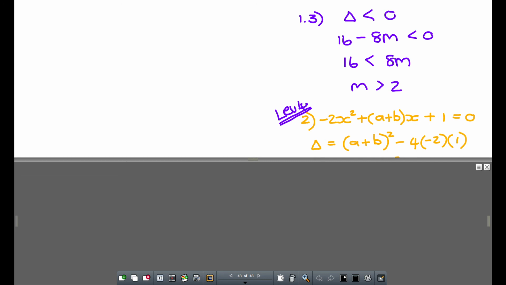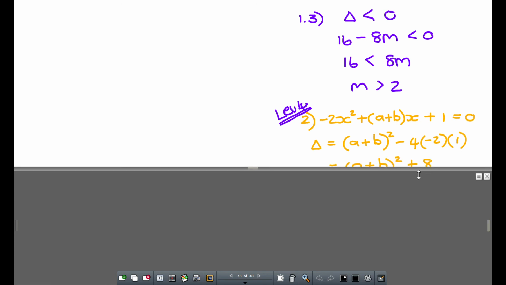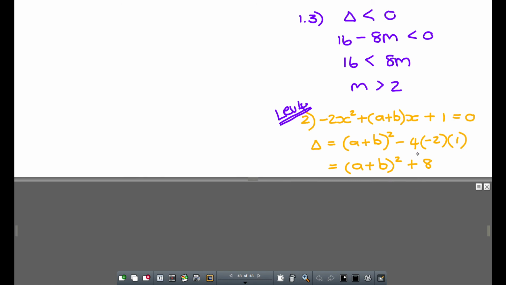Van 1.1. Okay. Right, maar is almal so ver nog by? Everyone fine? Okay, so now what I did is I simplified that last part, minus 4 times minus 2 times 1, gaan vir my gee plus 8.